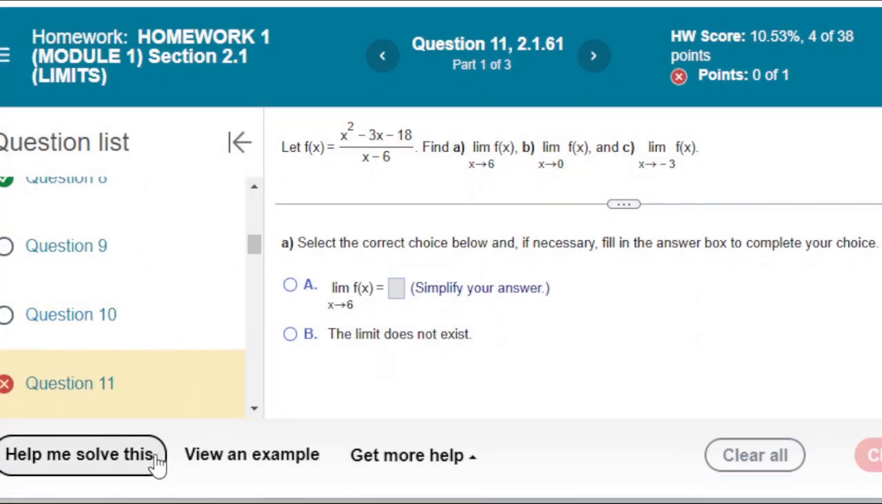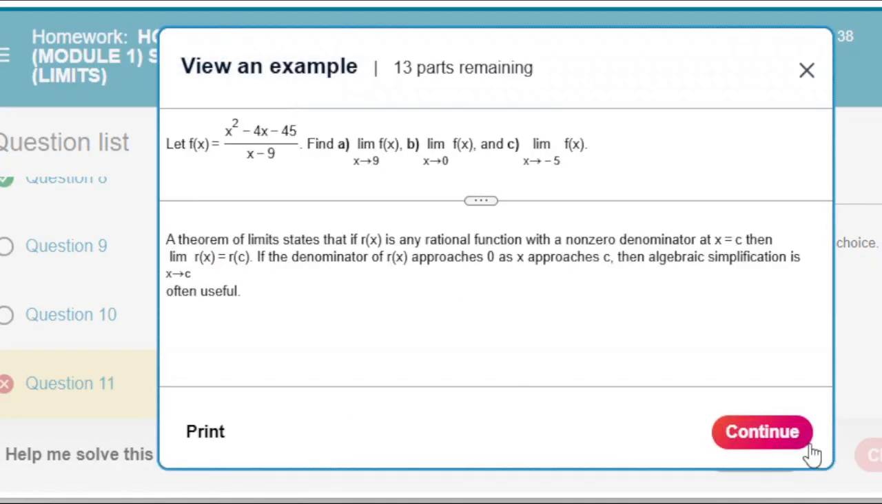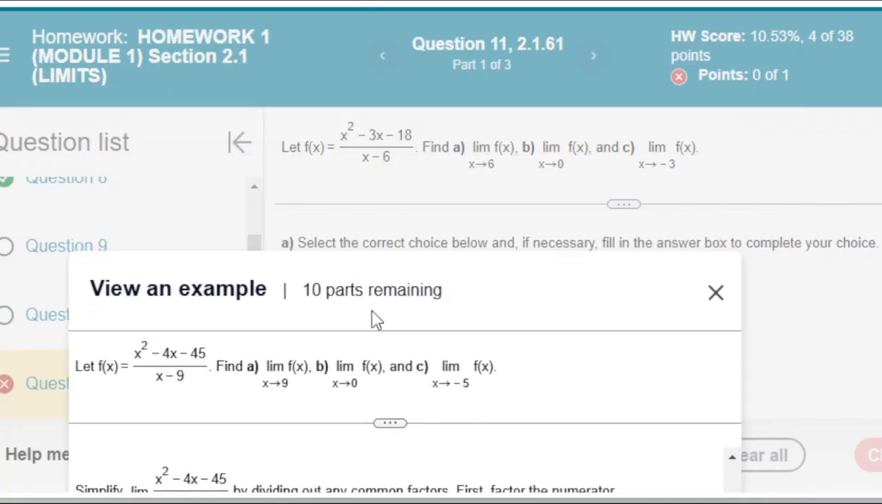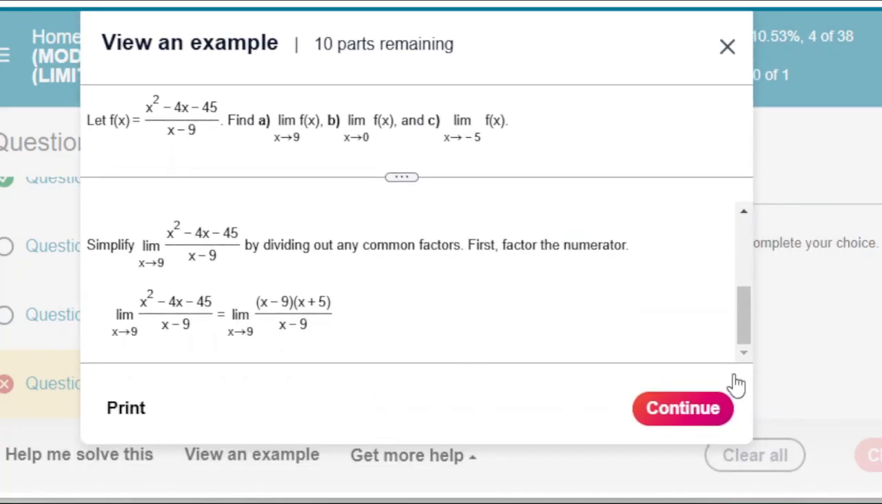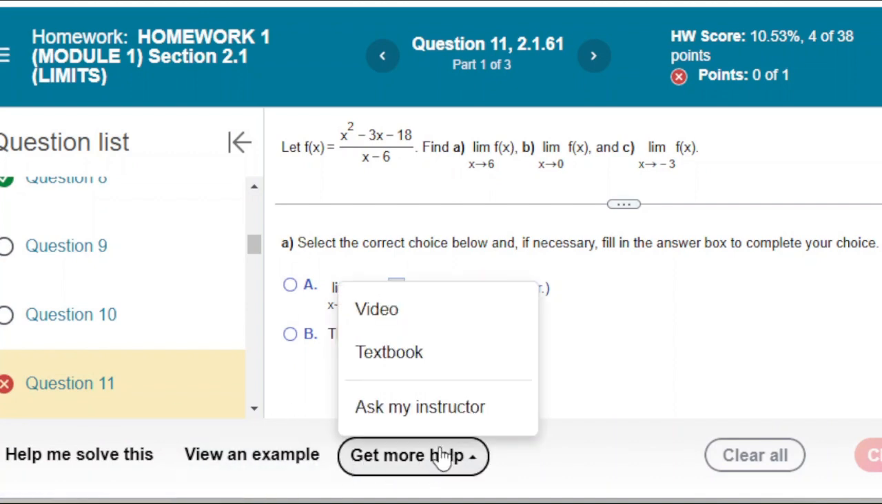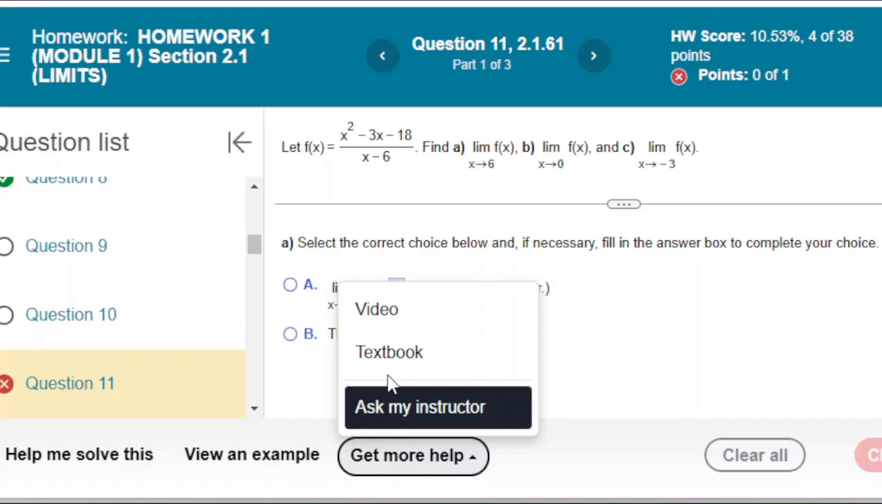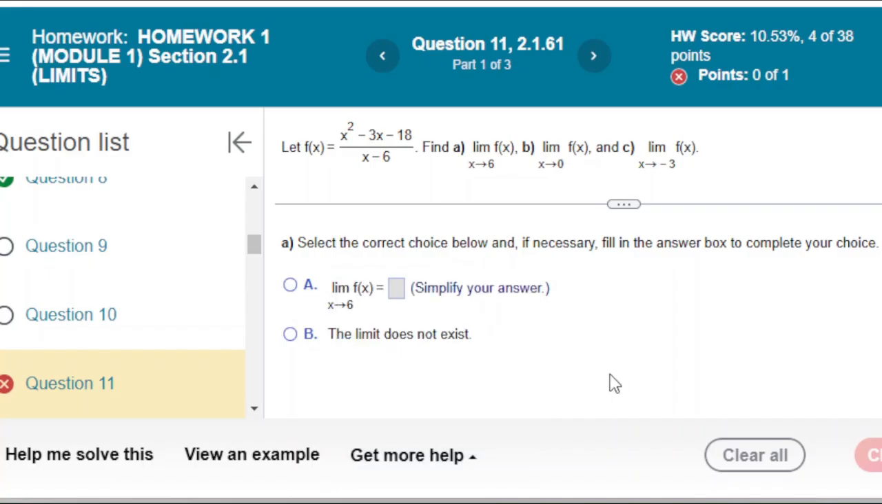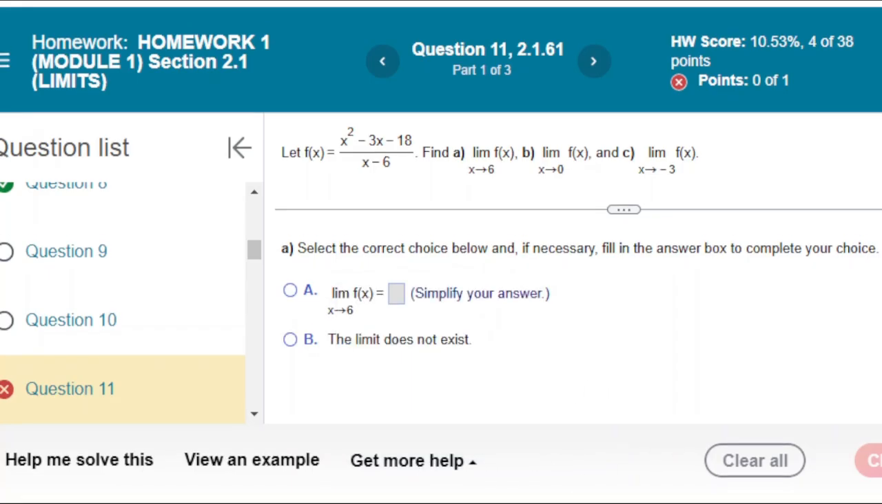Now, if instead of doing Help Me Solve This, you just do View an Example, it'll do a worked out example for you that's not exactly the same as the example that we're working on. But it won't mark your problem incorrect when you do that. So just do View an Example. It's probably easier. By the way, there's Get More Help. You could also do Ask My Instructor. Now, the video, that's not my videos that I've made, but there might be a different video that MyMathLab has created.